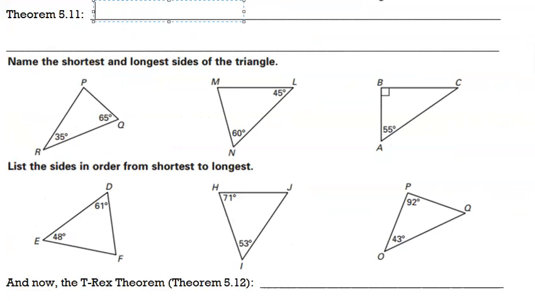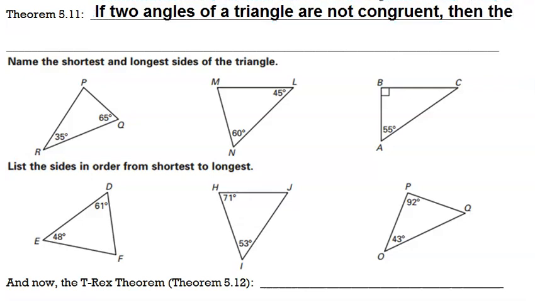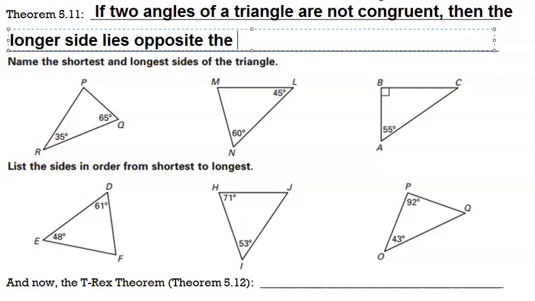Theorem 5.11. We've just got a couple more theorems to go. And this is more or less the opposite idea. If two angles of a triangle are not congruent, then the longer side lies opposite the larger angle. Same idea. Now, in this particular case, you might have to do a little bit of extra work.